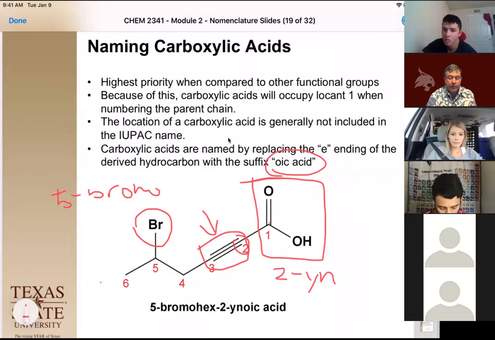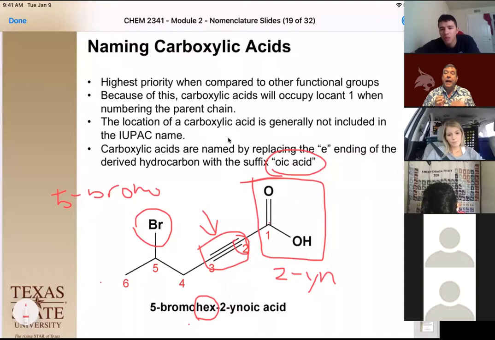5-bromo, and we have 6 chains, so that's where our hex comes in. So if we add all our components together, we have 5-bromo hex-2-yn for that triple bond, and then oic acid.